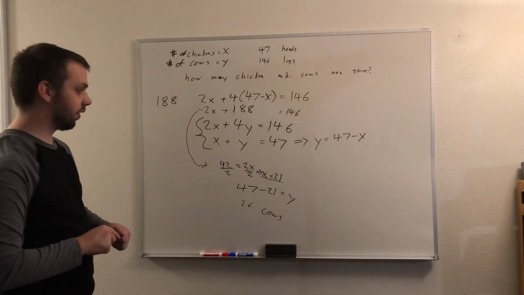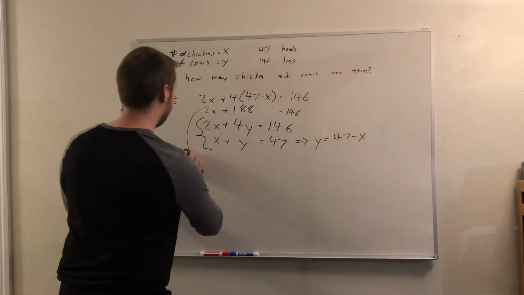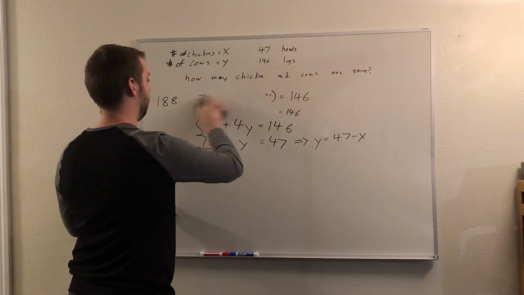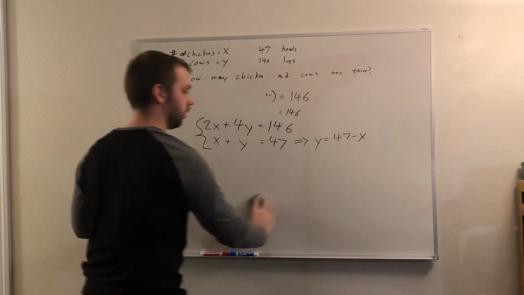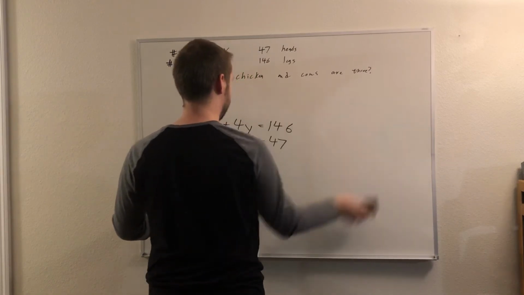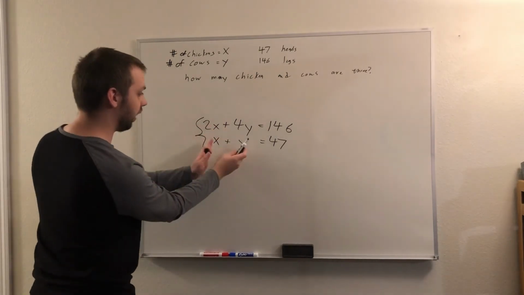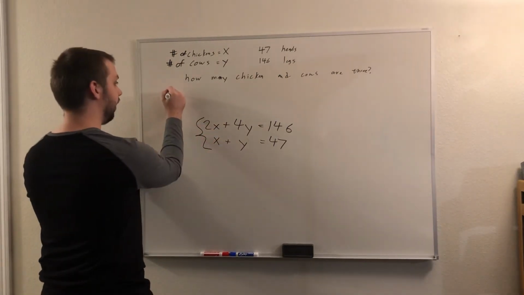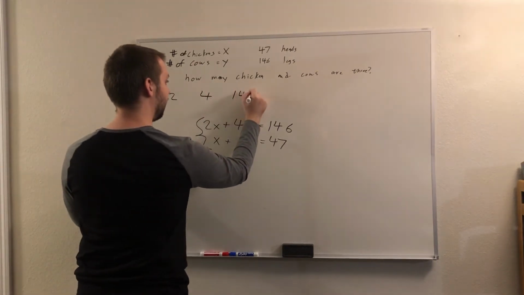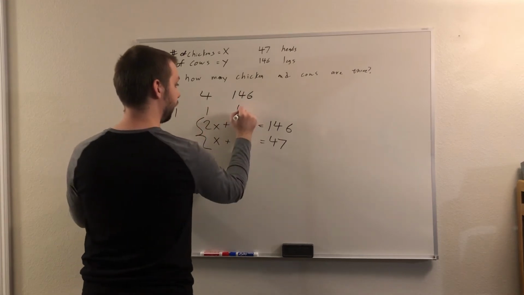Okay, so that's the answer to that. I'm gonna quickly do that in another way that is a little easier and doesn't involve as much algebra. Show you kind of a shortcut here in a way. So what we can do is take the coefficients of each of these, leave them in the same order, then we can say 2, 4, 146, and then we have 1, 1, 47.